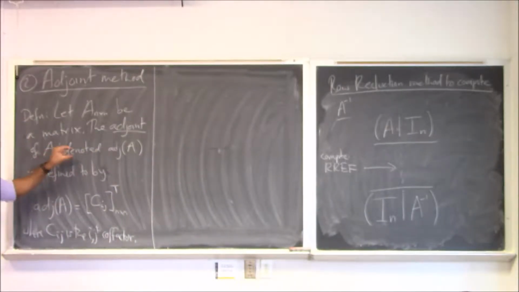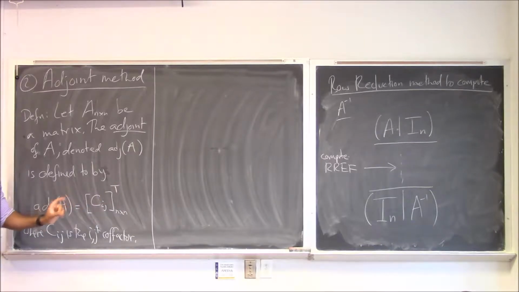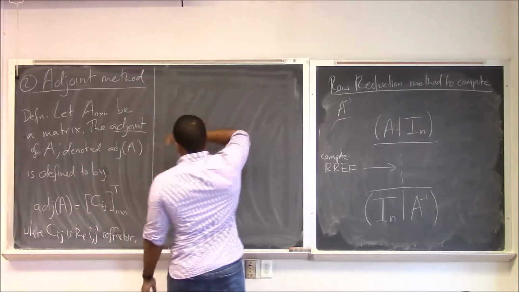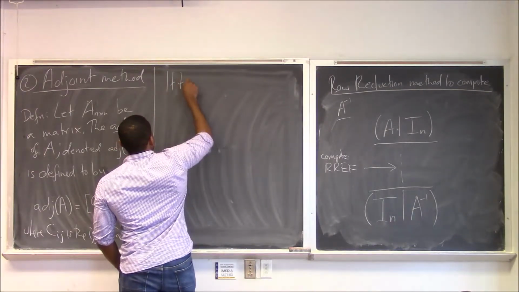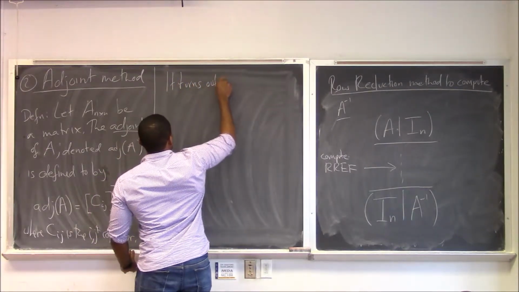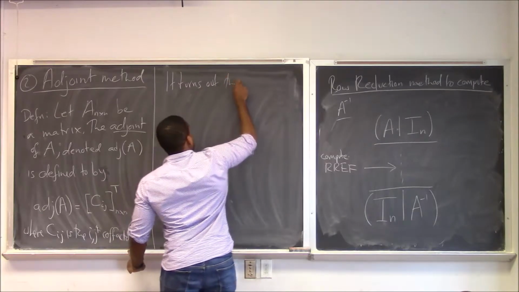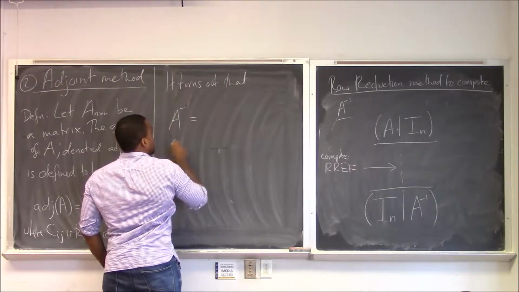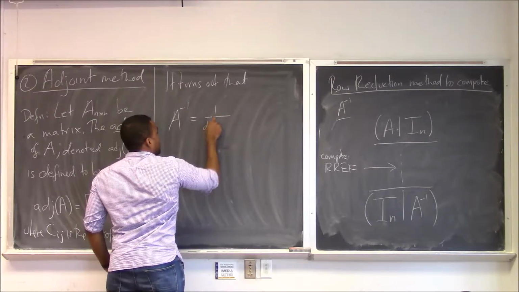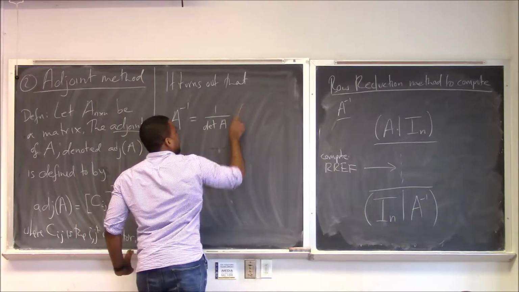Now if you do that for every element in a matrix and replace it by the determinant, that cofactor, and then you take the transpose of it, that new matrix that you create will be called the adjoint matrix. And it turns out, and this you can do by direct computation, that A inverse will be 1 over the determinant of A times the adjoint of A.